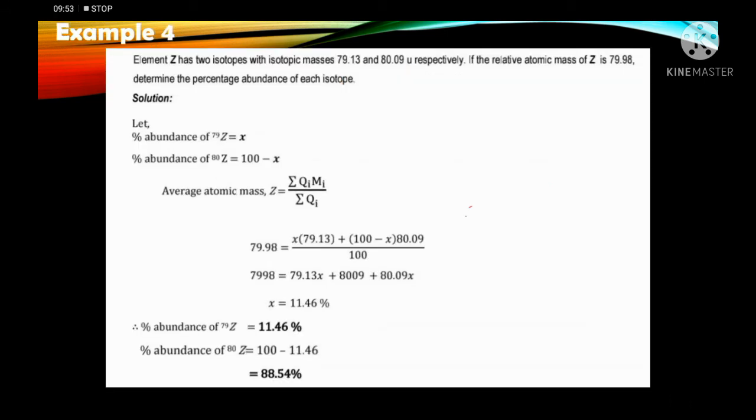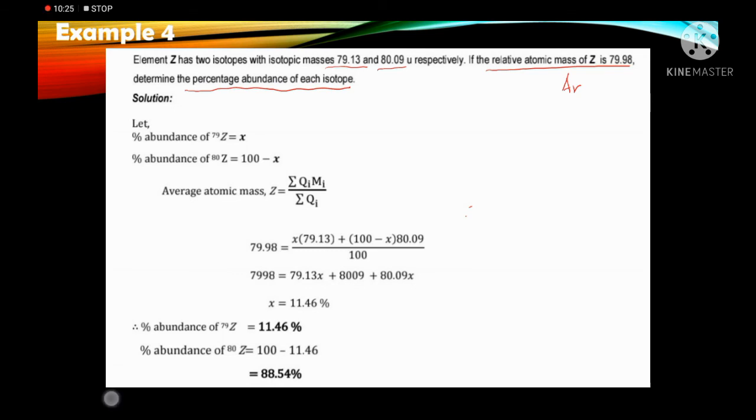Okay, the last example. Okay, this is the last example. Okay, so they give you the element Z. Okay, and element Z has two isotope, which has mass 79 and 80. Okay, and they give you the relative atomic mass. They give you the AR. Okay, and it's the same question. They ask you to determine the percentage abundant.